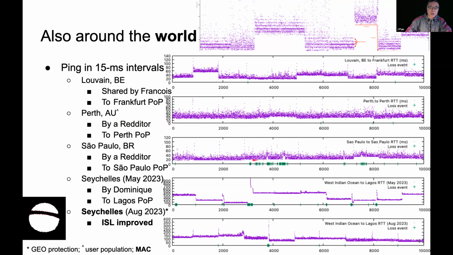And here, for example, in Sao Paulo, because this dish is somehow in the middle of the woods, that's why we have those clustered packet losses due to obstruction as well.